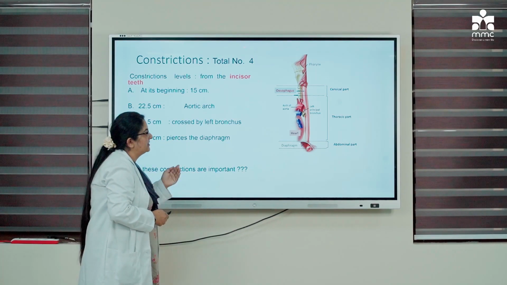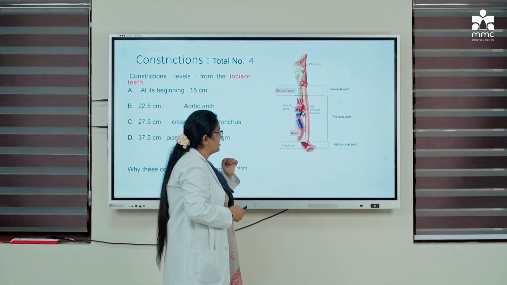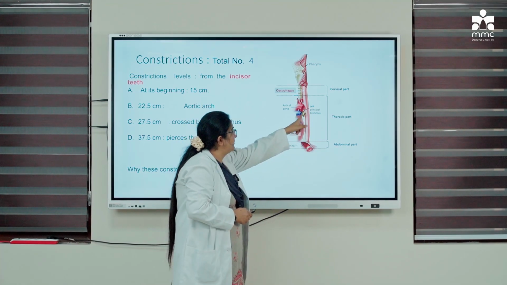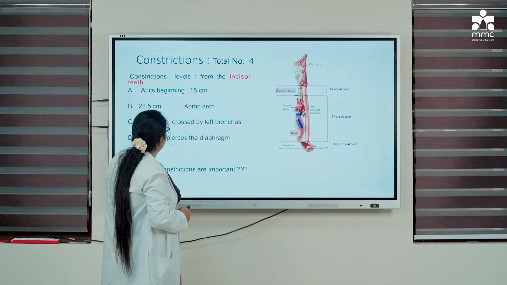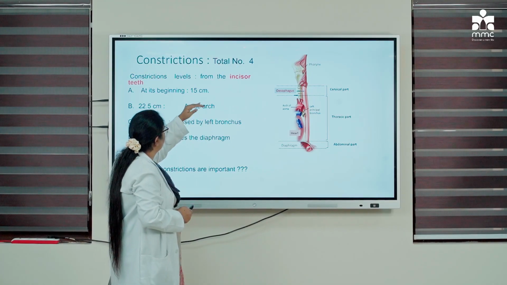Apart from that, the third constriction which we can see is produced by the left principal bronchus here, which lies at the level of, or which we can say it is extended from the incisor teeth.